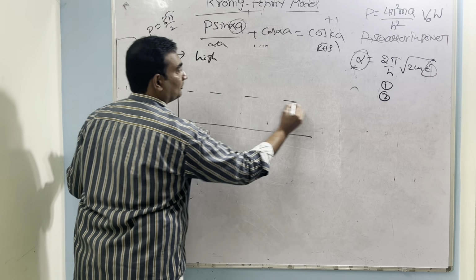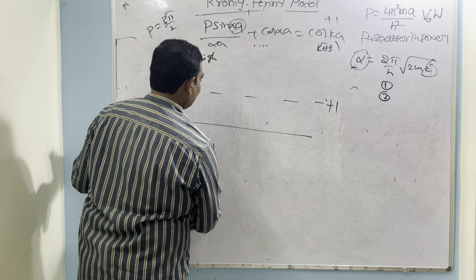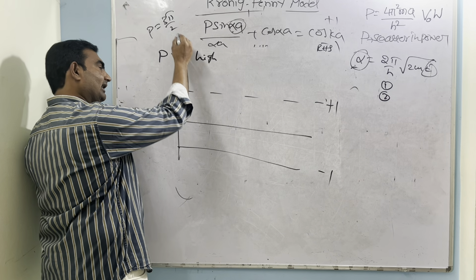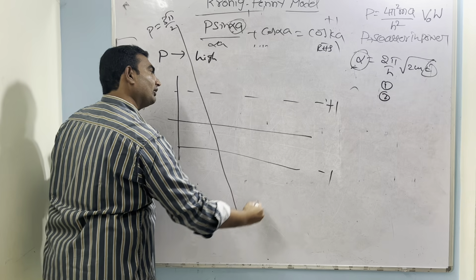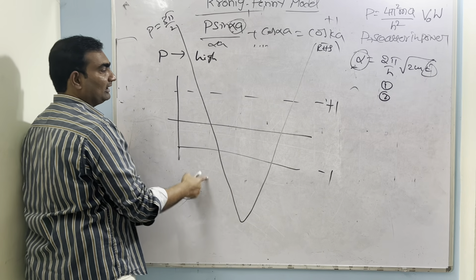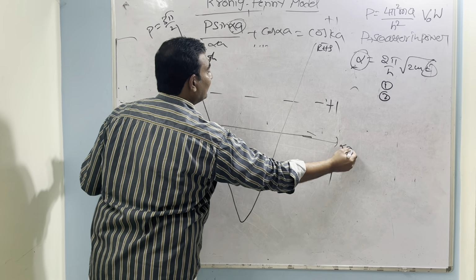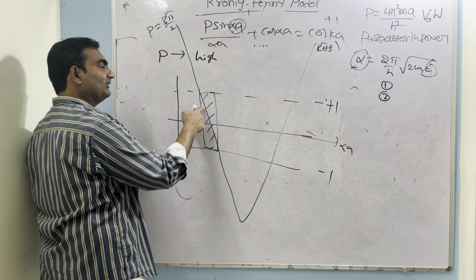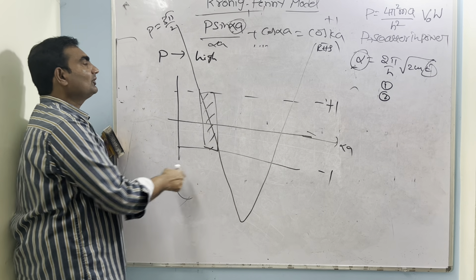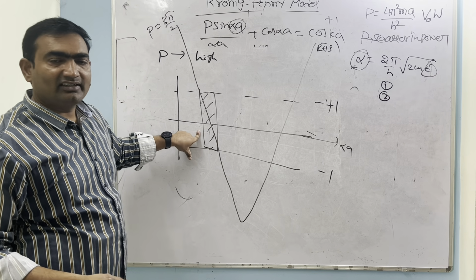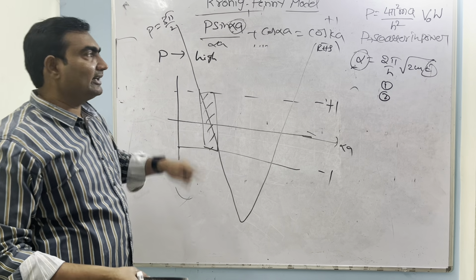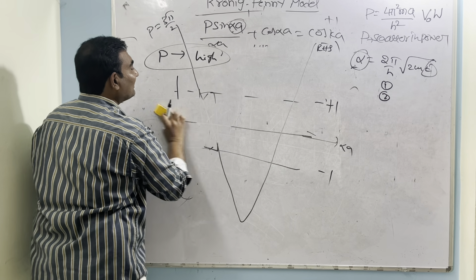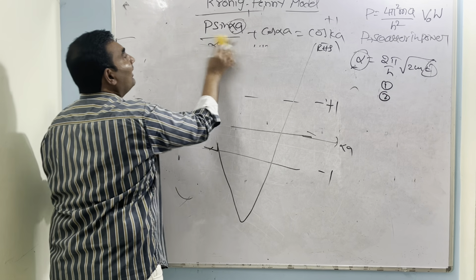So this is of course +1 and this is -1. As the P value is very high, the wave mechanical solution crosses this +1 and -1 very steeply, so that the allowed energy bands become very narrow. So as P becomes high, the allowed energy bands become very narrow. This is the case when P is high, the scattering power of the potential barrier becomes high.